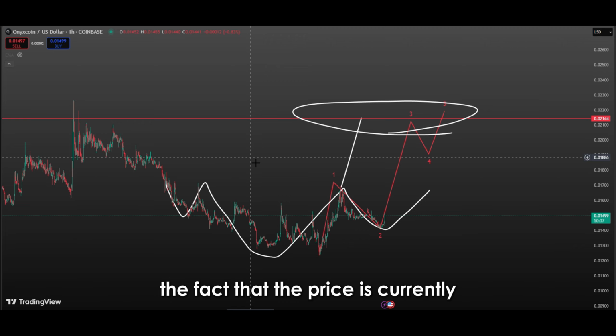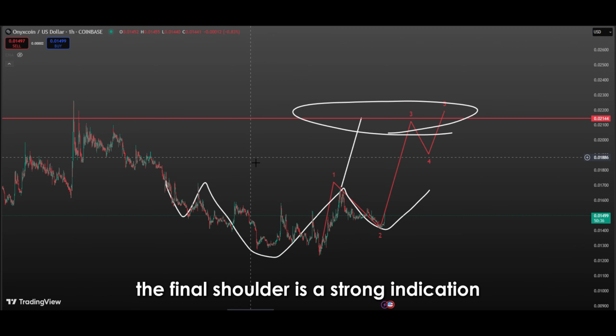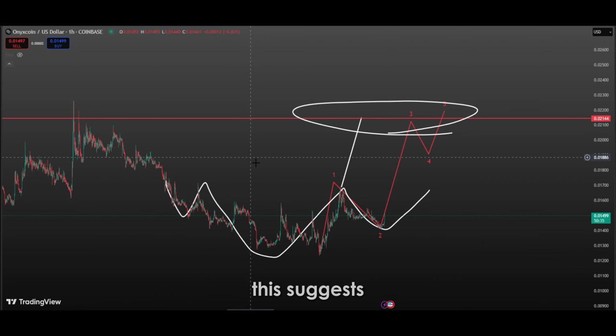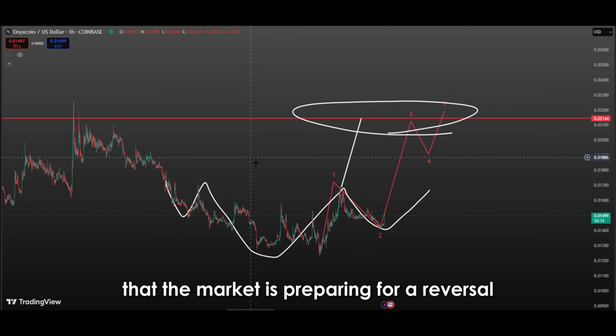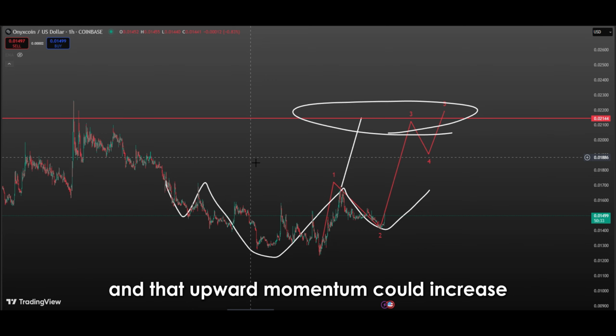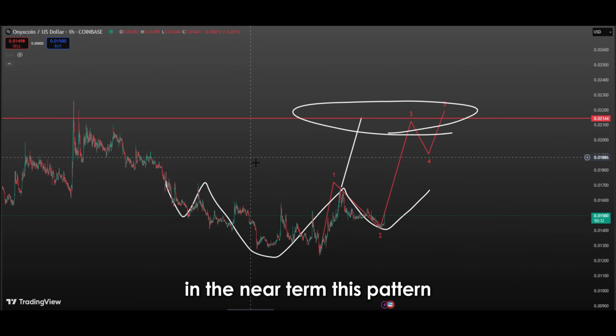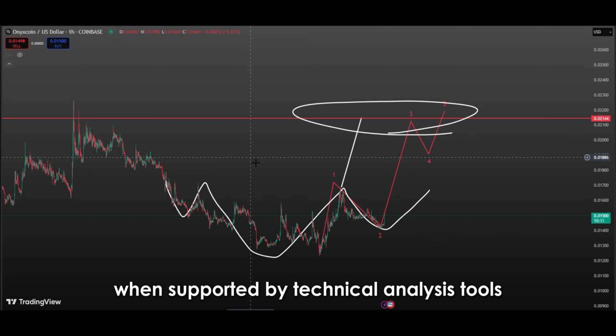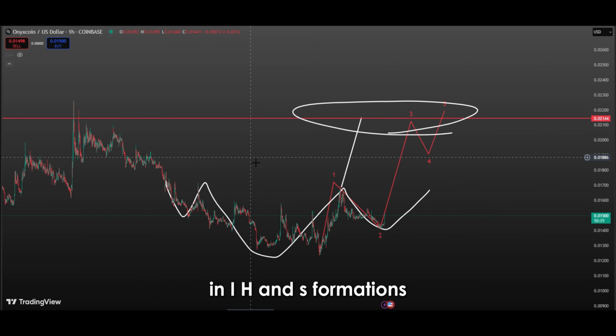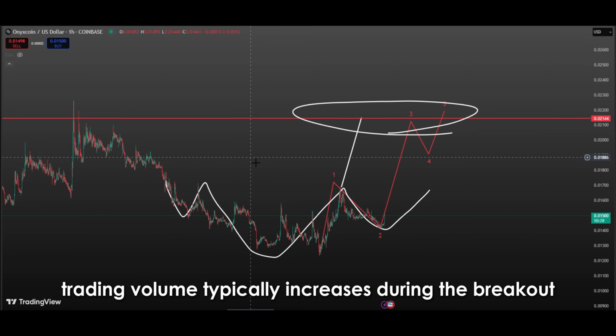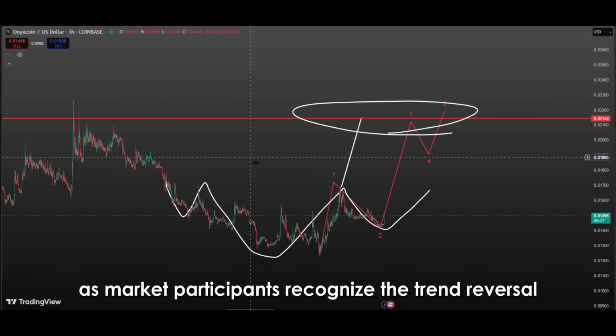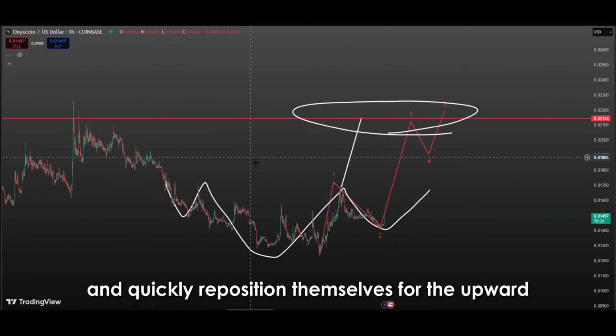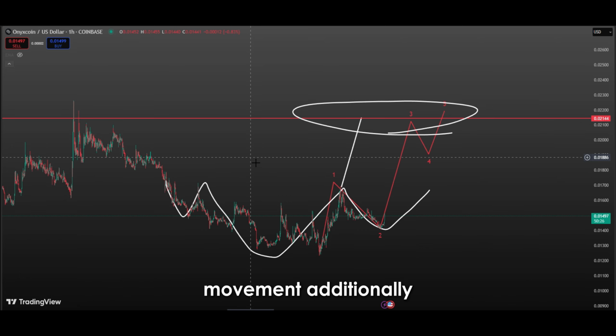The fact that the price is currently in the process of forming the final shoulder is a strong indication that the pattern is nearly complete. This suggests that the market is preparing for a reversal and that upward momentum could increase in the near term. This pattern, when supported by technical analysis tools and accompanied by rising volume, tends to gain strong bullish momentum. In IH&S formations, trading volume typically increases during the breakout, as market participants recognize the trend reversal and quickly reposition themselves for the upward movement.